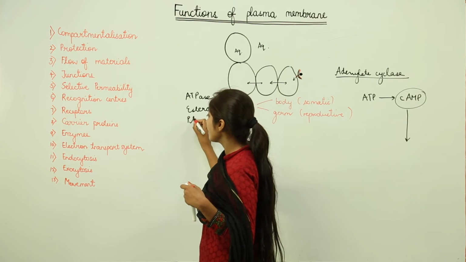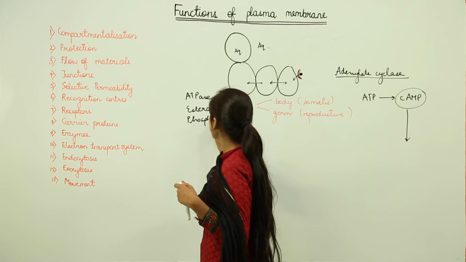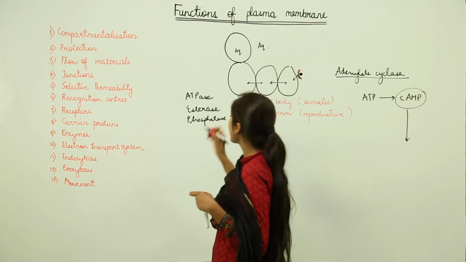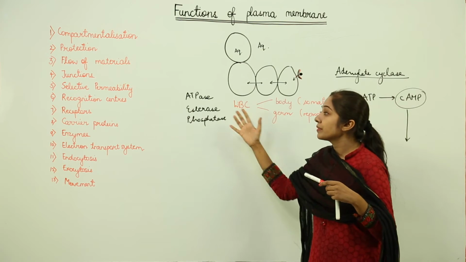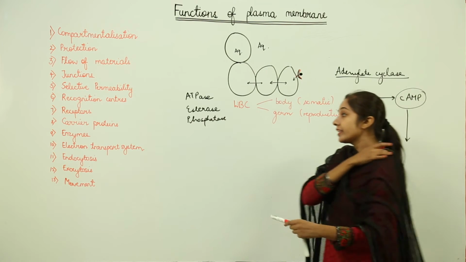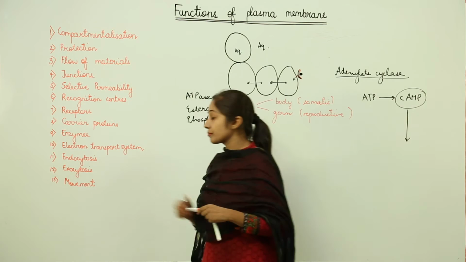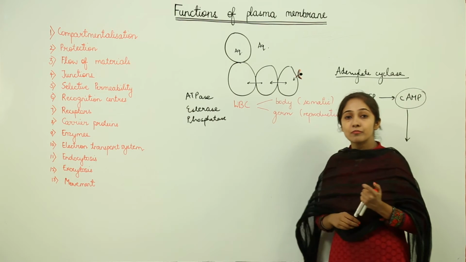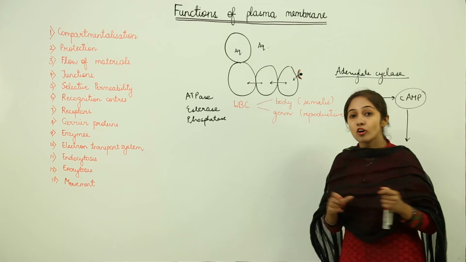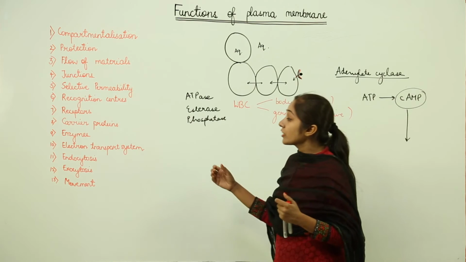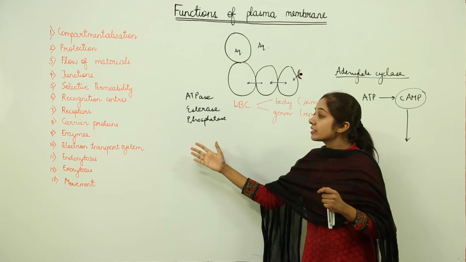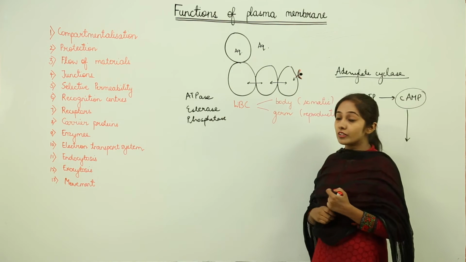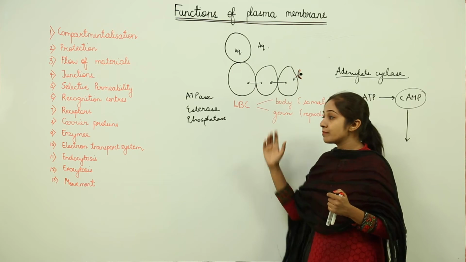Then we also have phosphatase. So certain enzymes are there in the plasma membrane which also help in certain reactions. Then we have the electron transport system. If we talk about the membrane, for example, the thylakoids of chloroplast, then the electron transport system is going on in there. So the electron transport system also forms an important function or feature of these membranes.